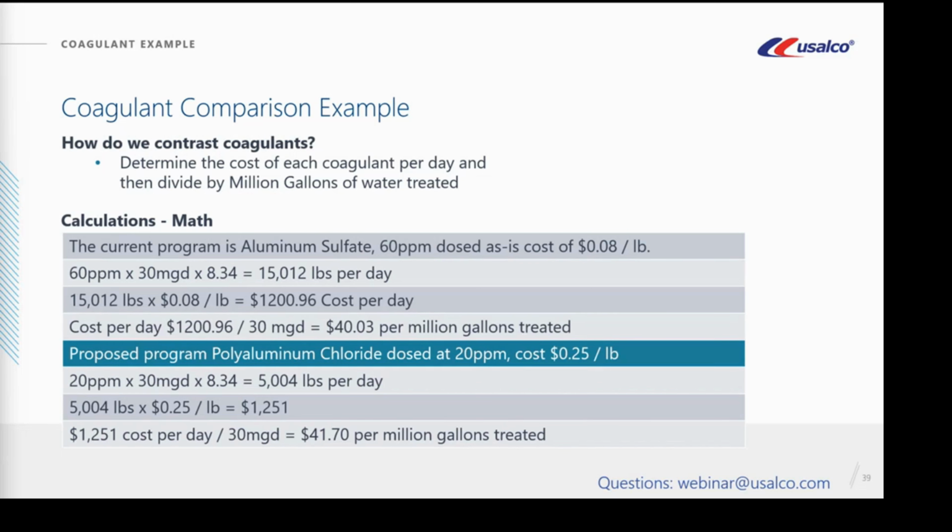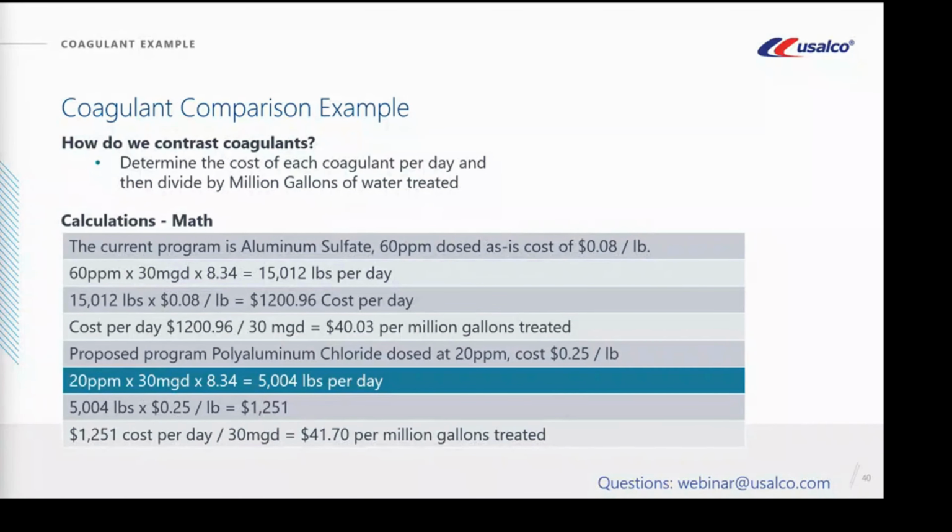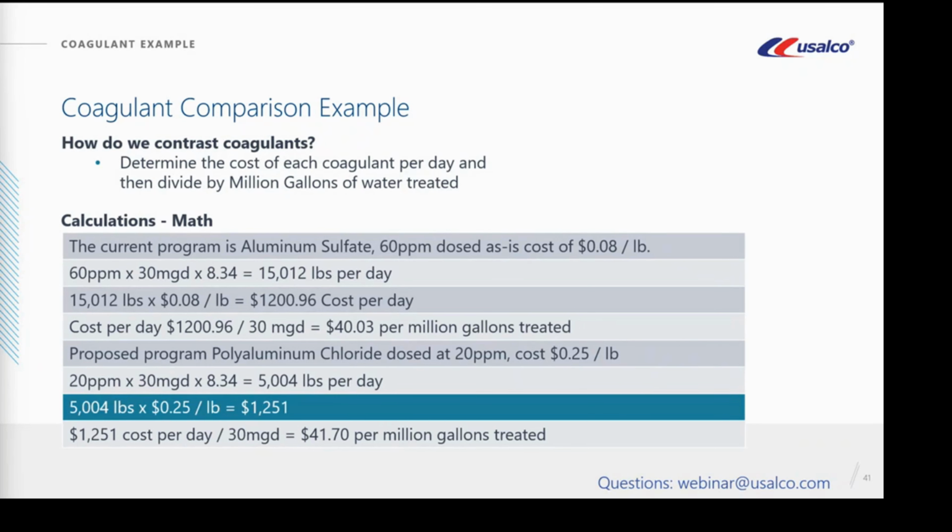For the polyaluminum chloride program per day, they feed 20 parts at 25 cents a pound. We then calculate pounds per day by multiplying that 20-part dose by 30 MGD by 8.34, which would generate 5,004 pounds per day of the PACl. We then take the 5,000 pounds, multiply it by 25 cents a pound to generate our cost per day of $1,251.